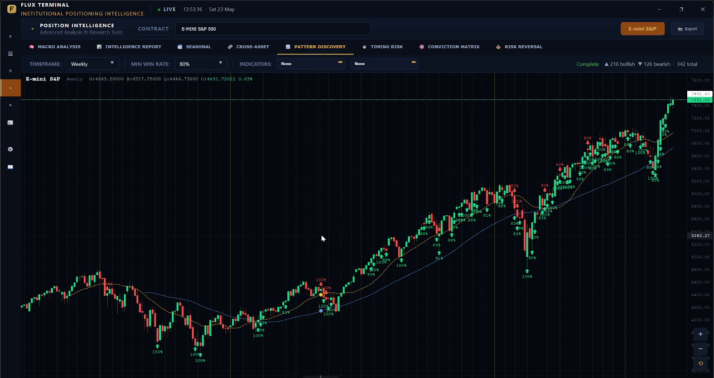Before I dive into this tab, all these signals, all these patterns have been back tested over 10 years of data with the institutional positions and the price change. So this is a real actual back test based on 10 years of data, and these patterns have occurred more than one, actually 10 times.